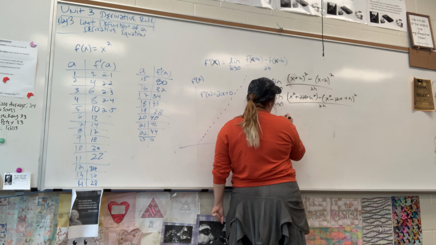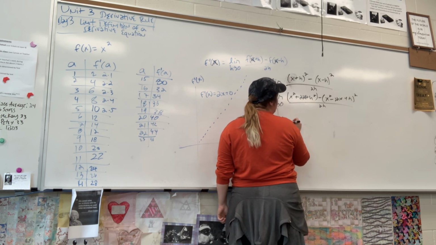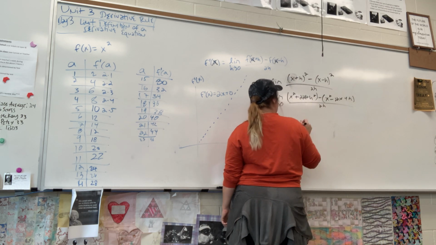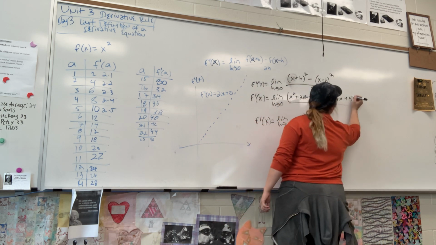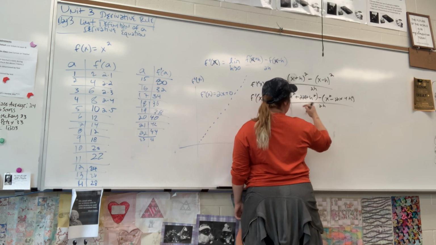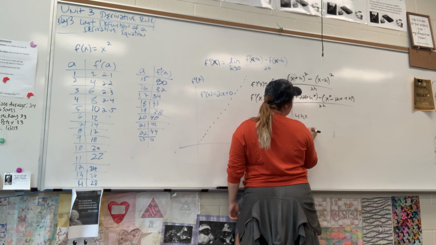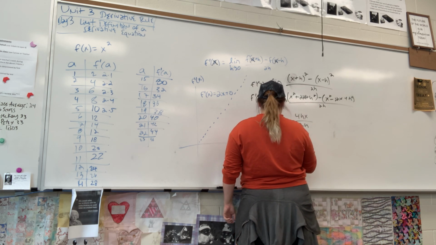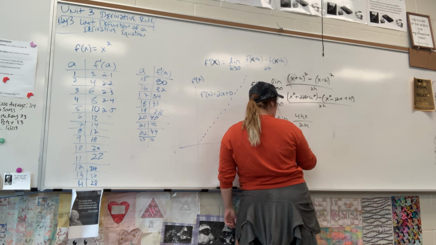So here I have my limit, h goes to 0. Ignore that, it's on the h. x squared minus x squared, so it's 4hx over 2h. So I'm left with f prime of x equals 2x.